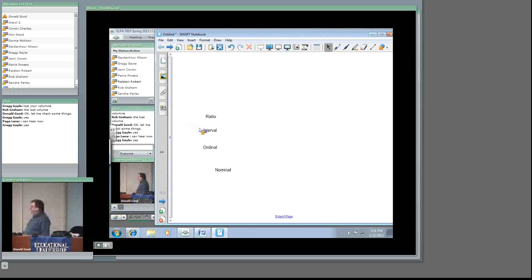Ratio data is everything, okay, I'm going to use a term that's going to throw you off for a second. You've got to say, what's that? Ratio data is everything interval data is, except it has a true zero. Clear enough? Okay, what the heck's a true zero? A true zero is this. If you've got a zero on the scale, it means the complete absence of whatever you're trying to measure. It also means the proportions hold up.